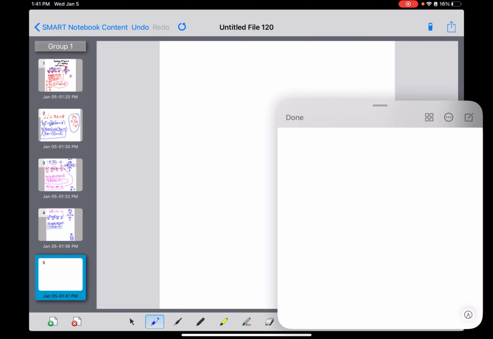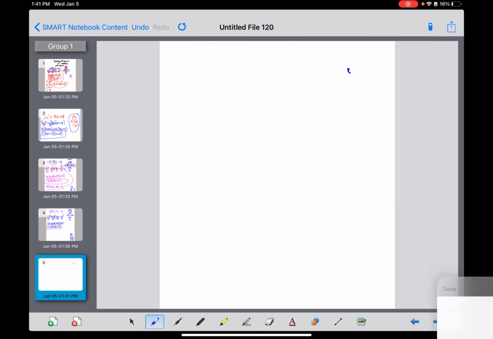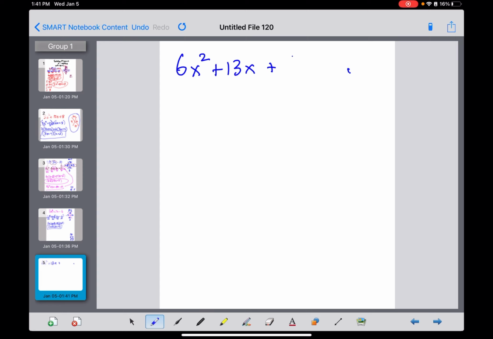Okay, next one. And again, done. I want you to do this one to see how you do. Let's go 6x squared plus 13x plus 6.